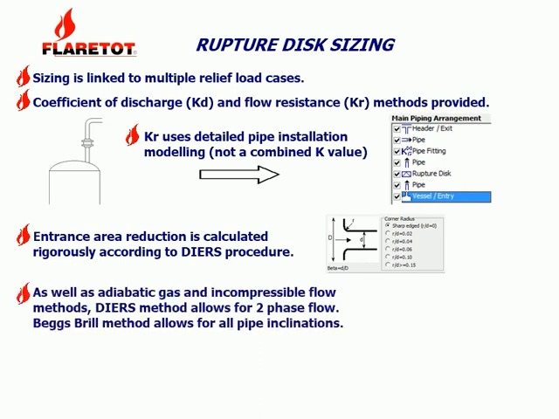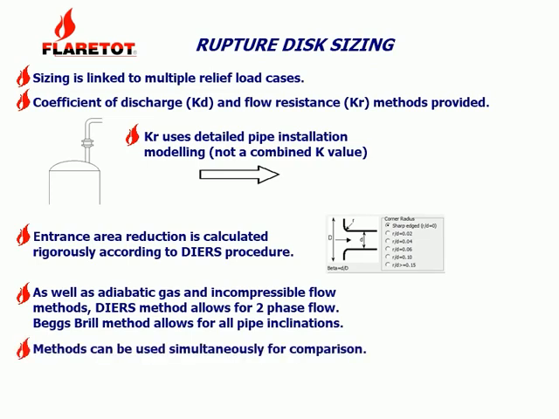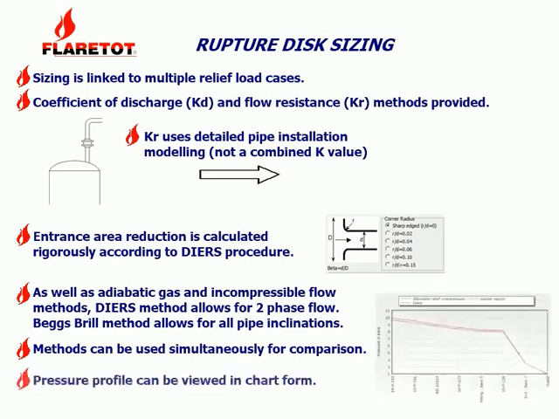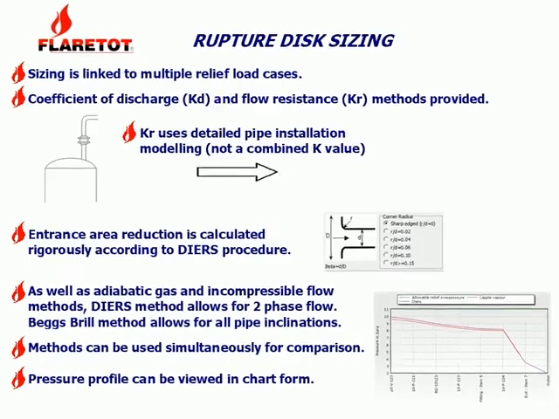Pressure loss for all phase types is addressed with the adiabatic ideal gas, incompressible and Dyer's methods. The Beggs-Brill method is also provided in conjunction with Dyer's for hold-up and two-phase friction factor for all pipe inclinations. All methods can be used simultaneously for comparison. The pressure profile for the Kr method can be viewed in chart form to identify bottlenecks.